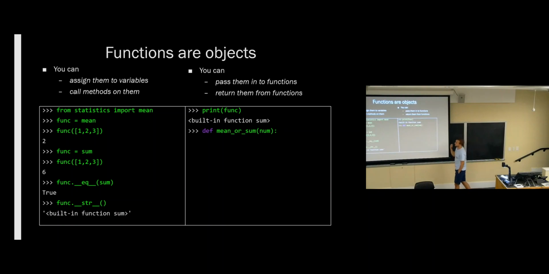And just like how we can pass a function into a function, we can return a function from a function. So here we're going to write this function. It's going to take in a num, and we're just going to check if that num is 0. And if it's 0, we're going to return mean. Again, no parentheses. We're returning mean itself. Otherwise, we're going to return sum.